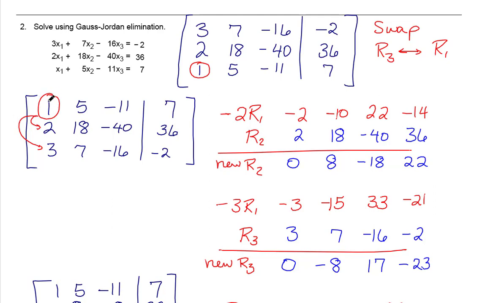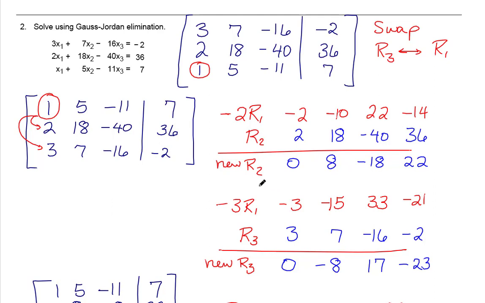Next, I'm going to use this 1 to make some zeros. So if I take -2 and add it to 2, that would be 0. If I take -3, add it to 3, that would be a 0. So let's see, -2 times row 1, all the way across. So -2, -10, 22, -14. So here's row 2. Just rewrite it, add them up, and this will become my new row 2.